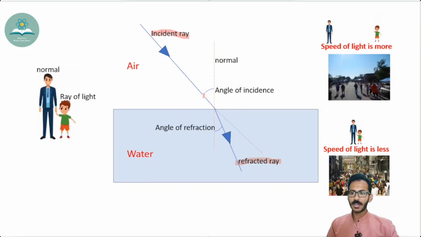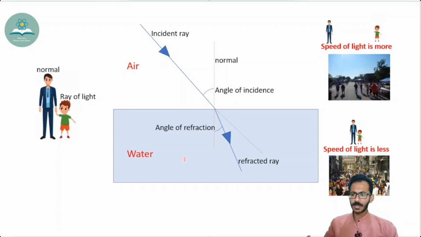Here we have an angle, that is the angle of incidence. Here we have another angle, that is the angle of refraction. As usual, we'll keep a normal here at the point of incidence. We are already aware of optically denser and rarer mediums. Here, air is the optically rarer medium and water is the optically denser medium.